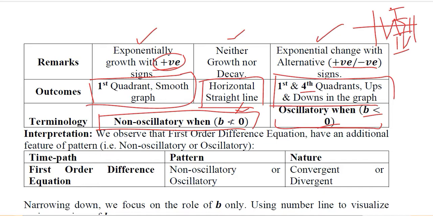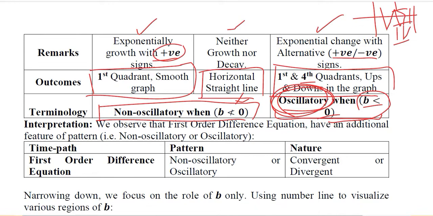So this is the thing that we wanted to learn here, that there can be a possibility of having oscillations, which was not the case in the differential equations. This is an additional feature. So for all the possibilities of b where b is less than 0, we will have oscillations.